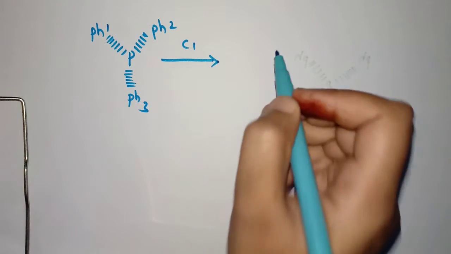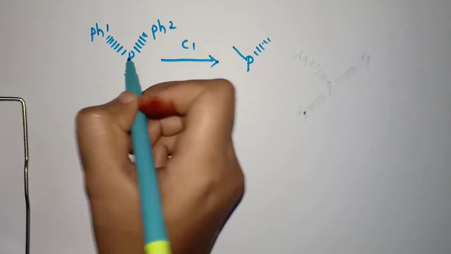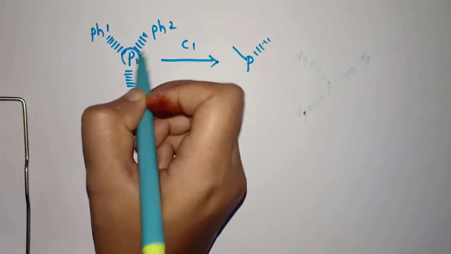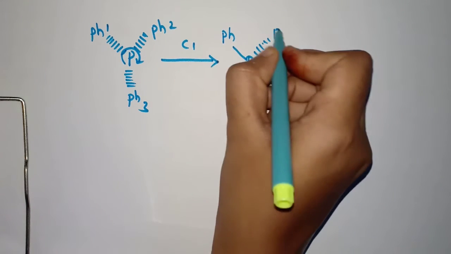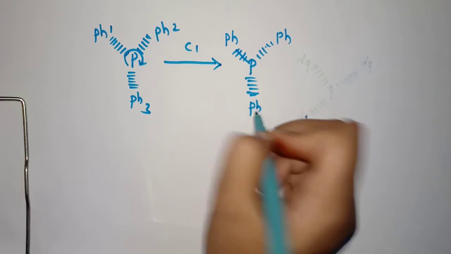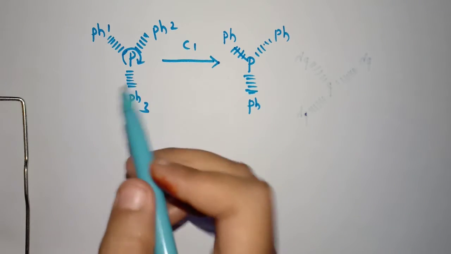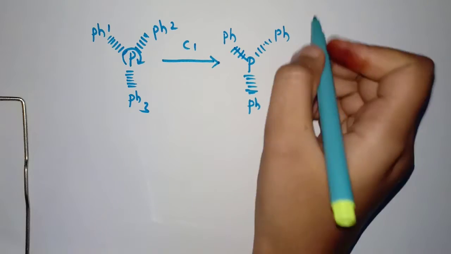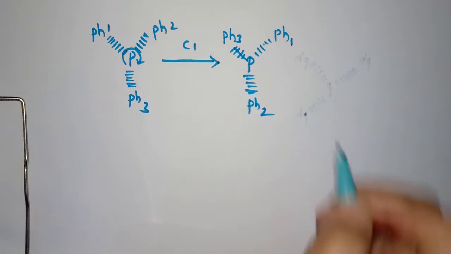Here is the C3 operation. If you perform the C3 operation, what will happen? You are rotating the molecule. It is a principal axis. Here is PPh and it is also PPh. See here, after rotation what will happen? By 120 degrees, this will come this side, that is PPh1. This will come this side and this will go that side.